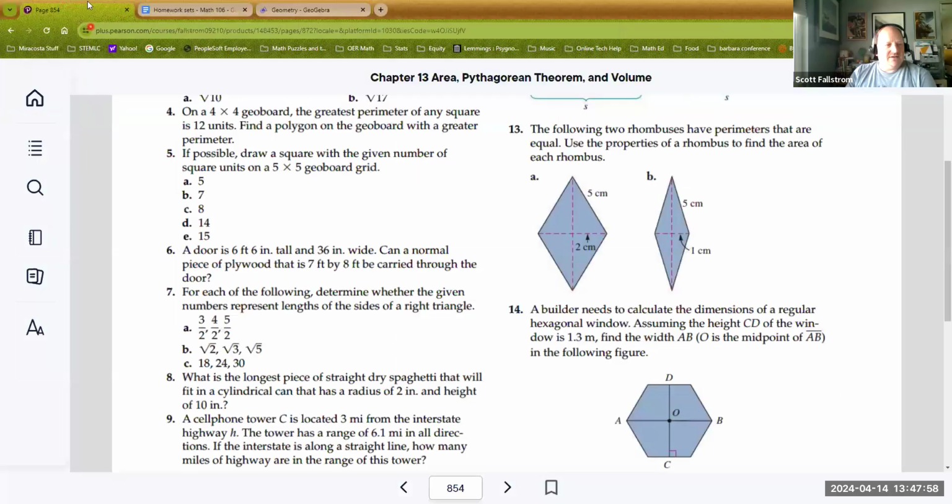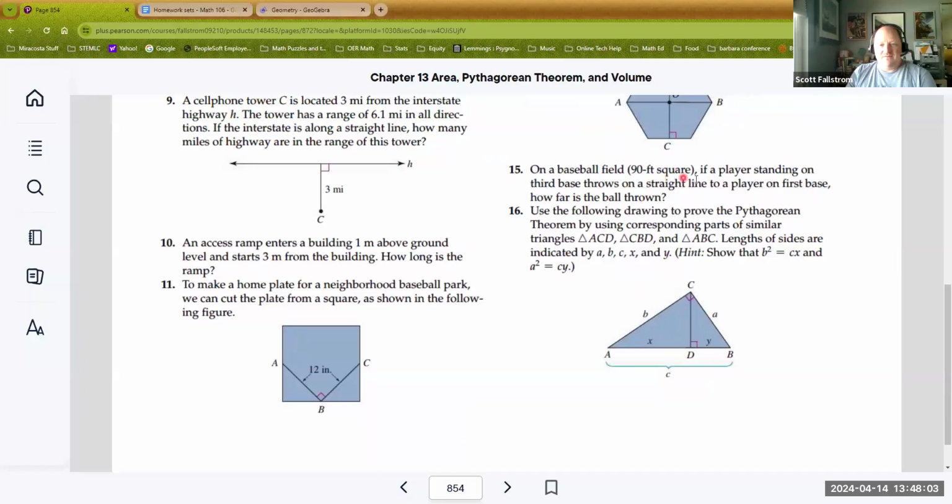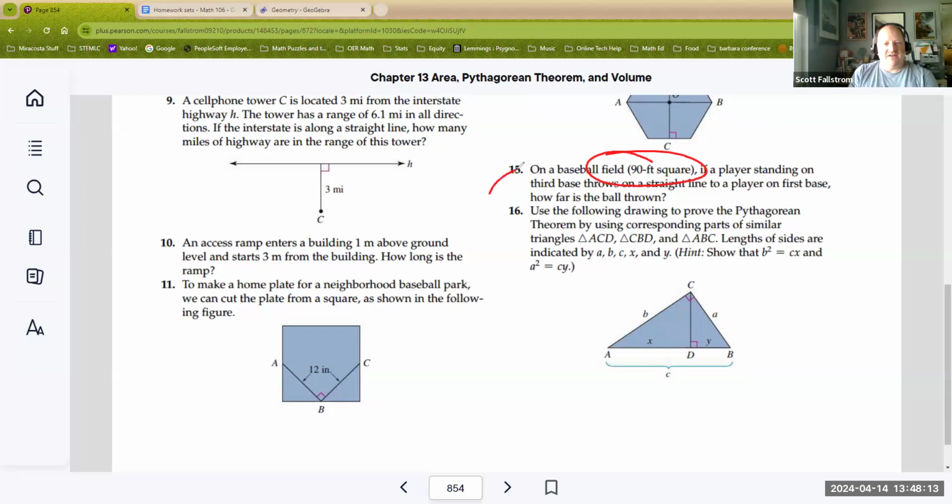15 through 19 is next. On a baseball field, 90-foot square, if a player standing on third base throws on a straight line to the player on first base, how far is the ball thrown? Now, again, they're not showing you a picture of this, but they're telling you it's a 90-foot square. And it's tipped sideways, but that's not critical. So it's a square. Each side is 90 feet.